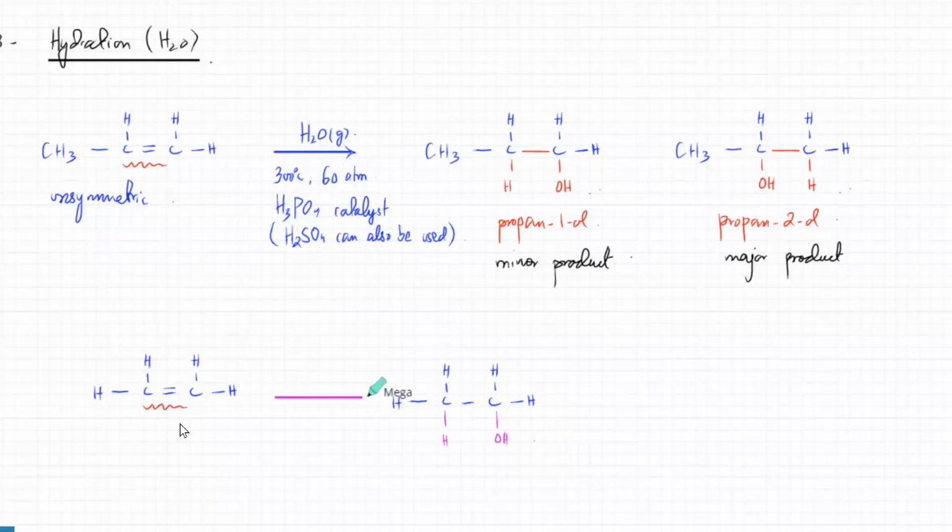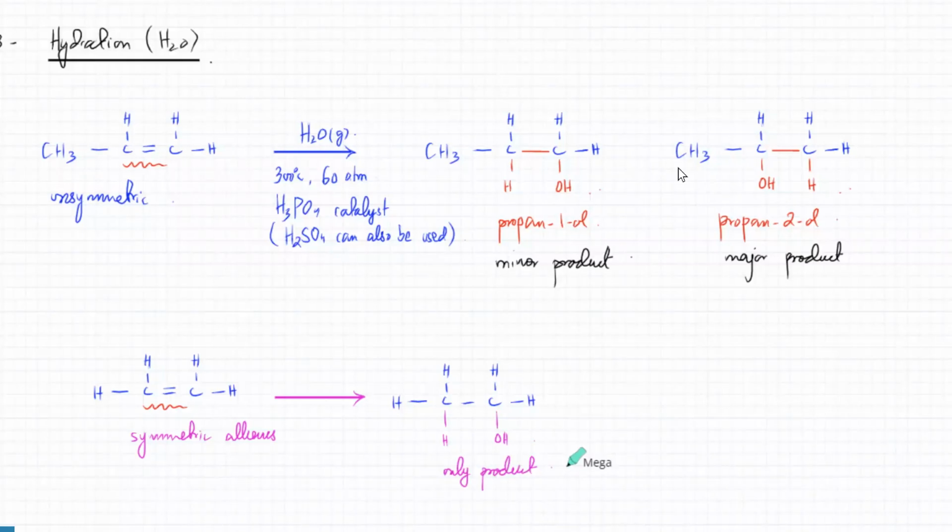Let me just write that down as well. So symmetric alkenes, this is the only product. Unsymmetric alkenes, you're going to get two different products. Is the idea clear why you're getting two different products? Is this clear?